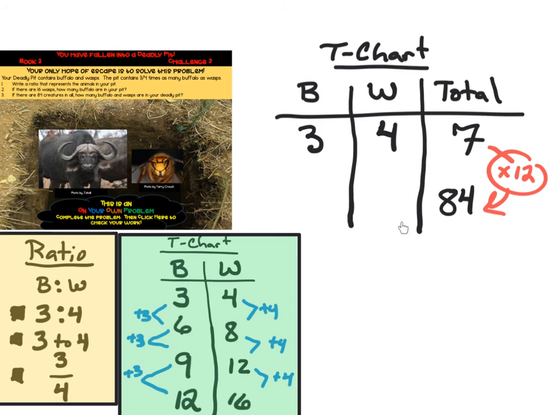So now I take 12 and multiply that by 4 and then multiply 12 by 3 to figure out how many buffalo and how many wasps there are. And 12 times 3 will give me 36. So let's drop that right in there, right? And now all I have to do is take 12 times 4, which will give me 48. So I'll drop the 48 right there, and bam, there you have it, my friends. You are all done. There are 36 of these big bad buffalo in your deadly pit, and there are 48 stinging wasps that are in your deadly pit here. So you better get on out of there. And actually, if you solve this problem, then you did get out of it. That's your only hope of escape, right?